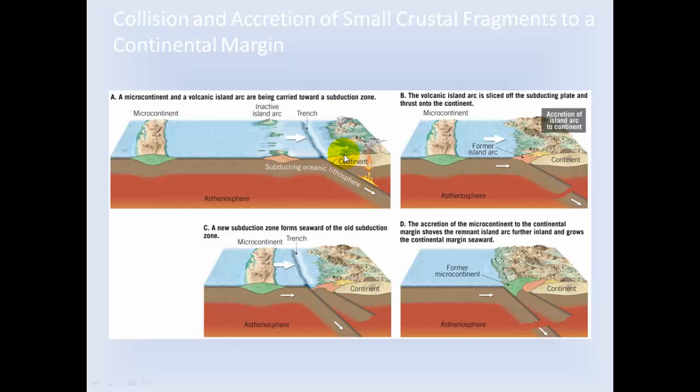So here's the edge of our continent. We're subducting oceanic lithosphere. It's going to bring this inactive island arc close to our continent, and it's sliced off the subducting plate and gets smashed against the continent here. Okay, these island arcs form these terranes. And then this new subduction zone forms. Here's the old one, so here's a new one that forms, and then this microcontinent here eventually collides and scrapes off against the continent and forms the next terrane.